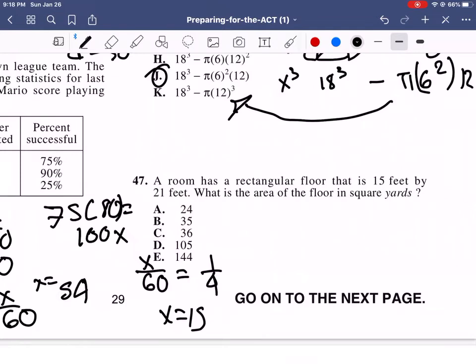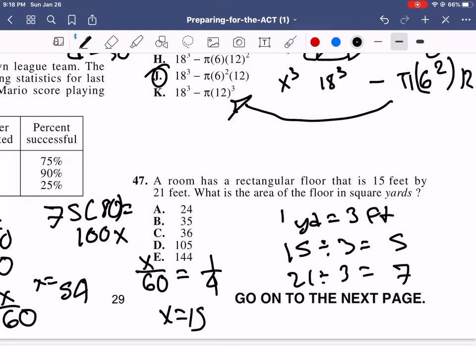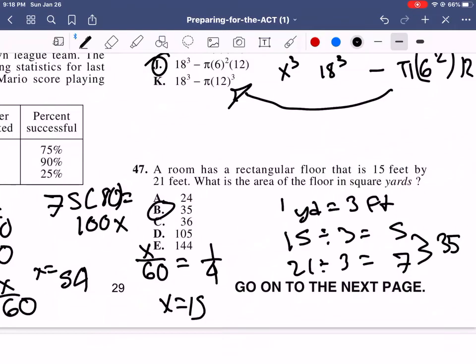A room has a rectangular floor that is 15 by 21 feet. What is the area of the floor in square yards? 1 yard equals 3 feet. So 15 divided by 3 equals 5. 21 divided by 3 equals 7. 7 times 5 is 35. B. 47 is B.